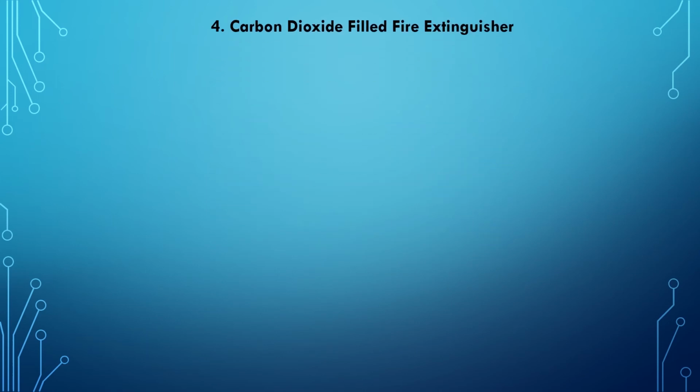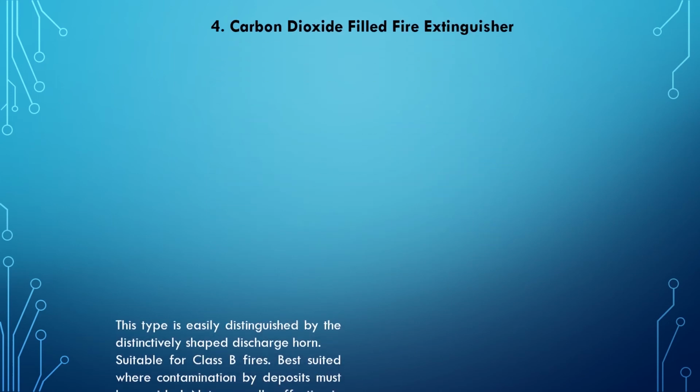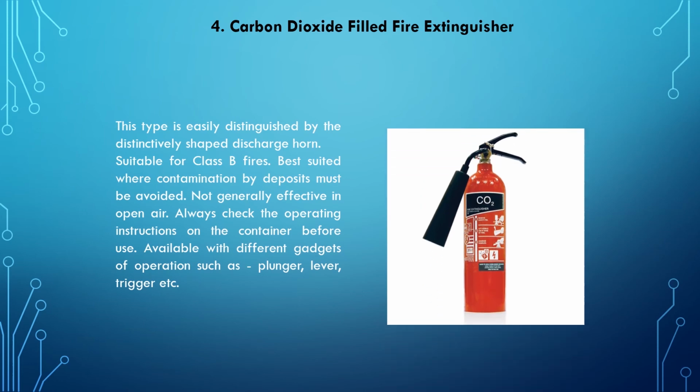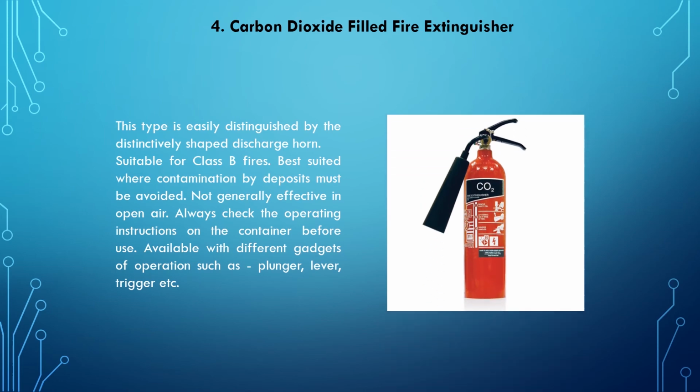Carbon dioxide filled fire extinguisher. This type is easily distinguished by its distinctively shaped discharge horn, suitable for Class B fires, best suited where contamination by deposits must be avoided, not generally effective in open air. Always check the operating instructions on the container before use. Available with different gadgets of operation such as plunger, lever, trigger, etc.